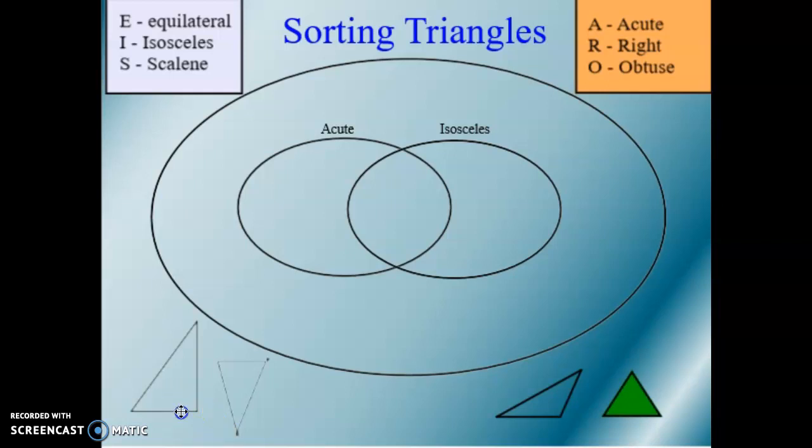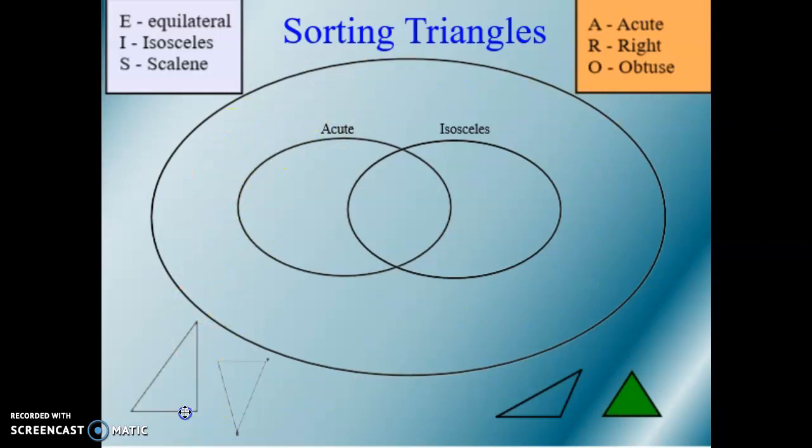Okay, let's start with this triangle right here. Now, I happen to name these two acute and isosceles. If it's not acute, it doesn't go in here. If it's not isosceles, it doesn't go in here. But if it is acute and isosceles, it goes in the middle. If it's just acute over here, just isosceles over here. If it's nothing, it goes out around the edge.